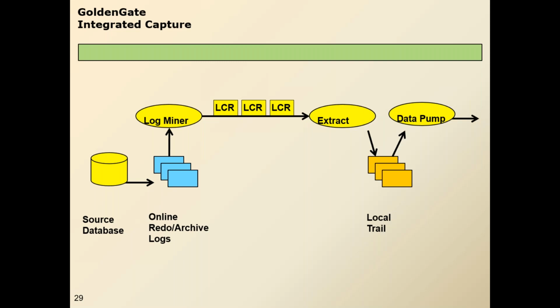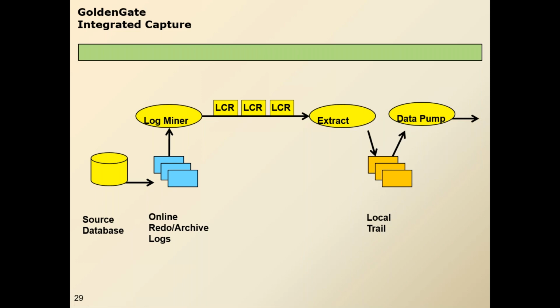Now, whenever any change happens, LogMiner passes on the changes needed by the Extract process in the form of an LCR. LCR stands for logical change record. Once Extract receives the changes from LogMiner, it writes them to the local trail, and then the data pump process reads the data from the local trail and writes it to the target.